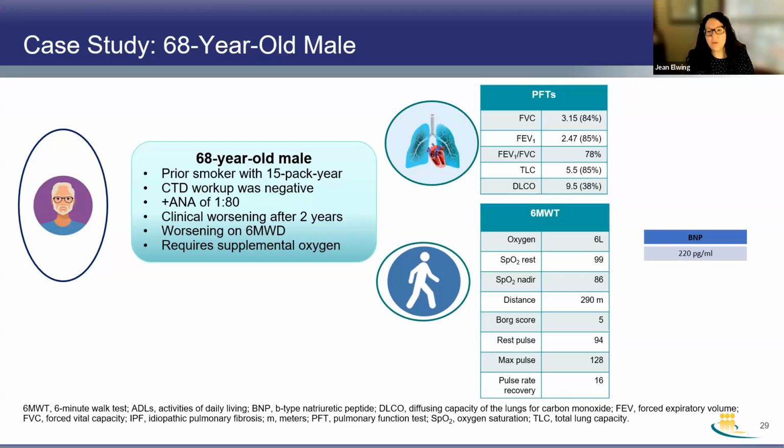And when he walks, he requires 6 liters of supplemental oxygen and desaturates to 86%. His pulse goes to 128, and he has a pulse rate recovery of 16. And when you look at his BNP, it's elevated at 220. Many features that are making you suspicious for the presence of pulmonary hypertension. That low DLCO, that desaturation, the low walk distance, high heart rate, and the elevated BNP.